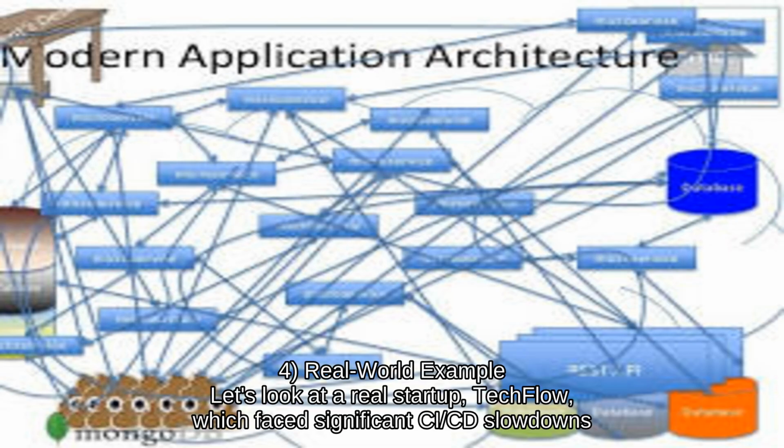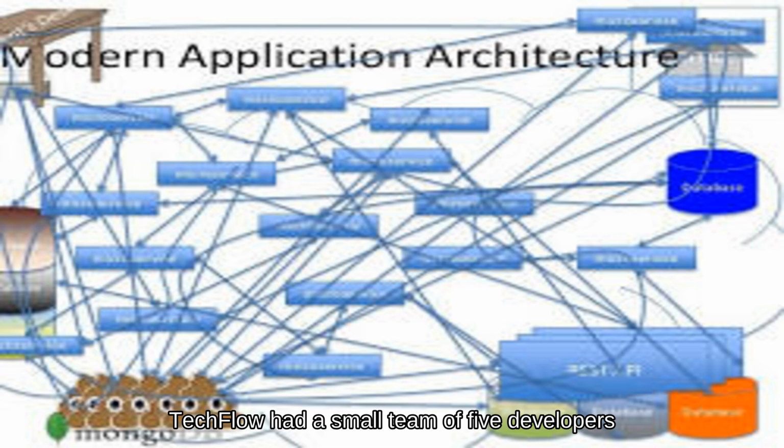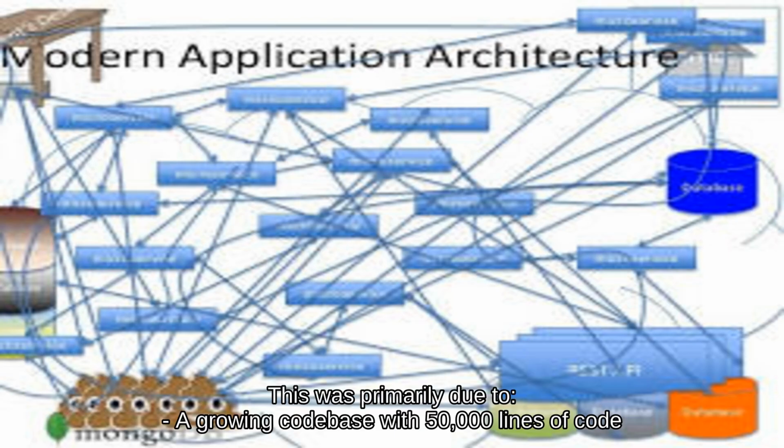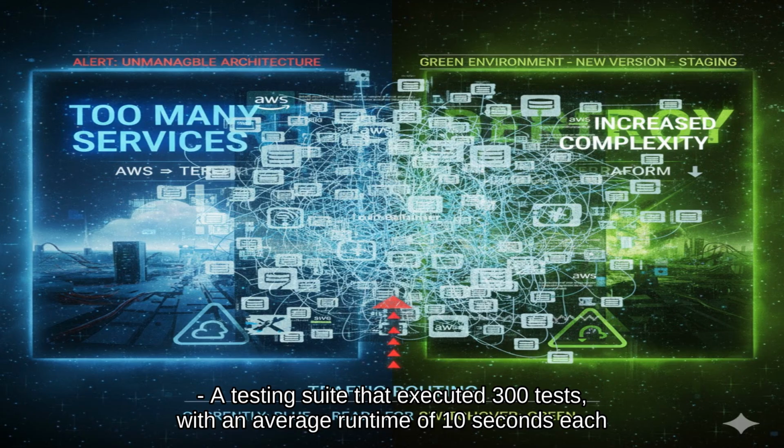Real-world example: let's look at a real startup, TechFlow, which faced significant CI/CD slowdowns. TechFlow had a small team of 5 developers. Their CI/CD pipeline took over 45 minutes to build and test code changes. This was primarily due to a growing codebase with 50,000 lines of code, a testing suite that executed 300 tests, with an average runtime of 10 seconds each.